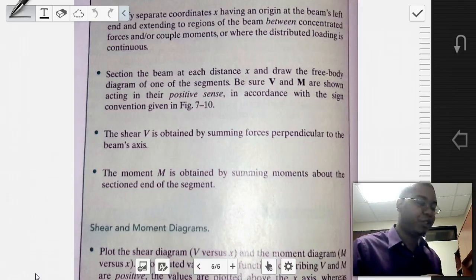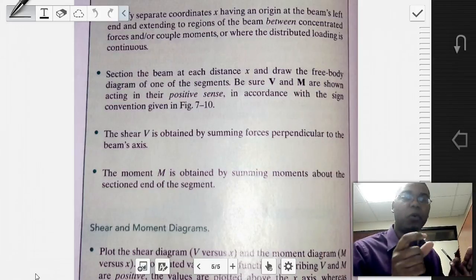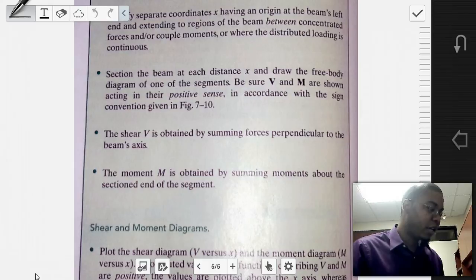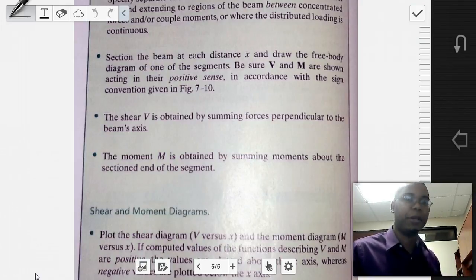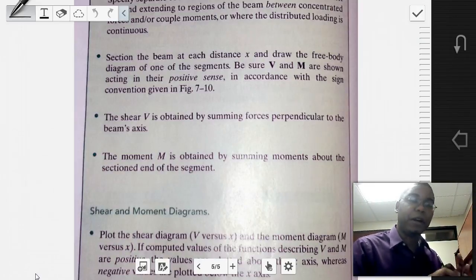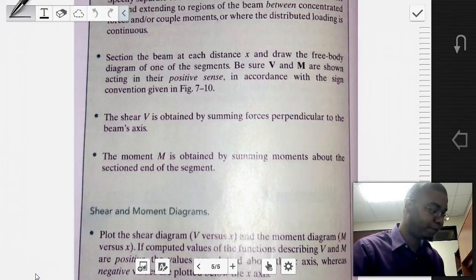Then the shear function is obtained by summing the forces that are perpendicular to the beam's axis. So we use the sum of the forces, and we'll be able to find a function of the shear force as it relates to our x value, whether it's x1, x2, or x3. And then we can also find the moment function, and it's attained by summing the moments about the sectioned end of the segment, right? So doing the sum of the moments, from that we should find a relationship between the value of the bending moment and our x position, our x1 or x2 or x3 position.